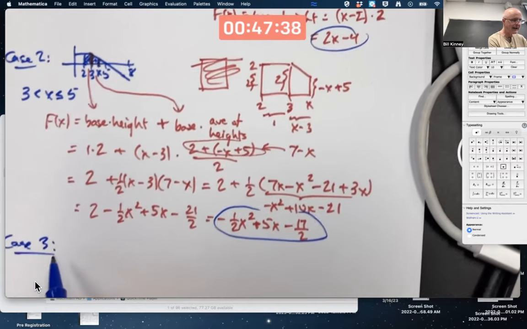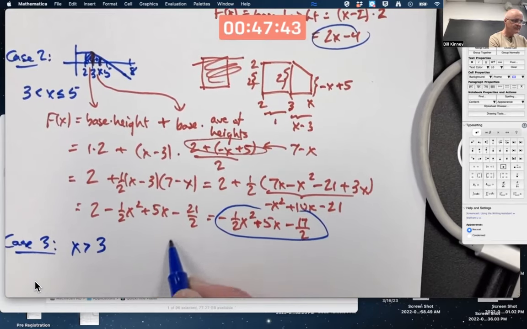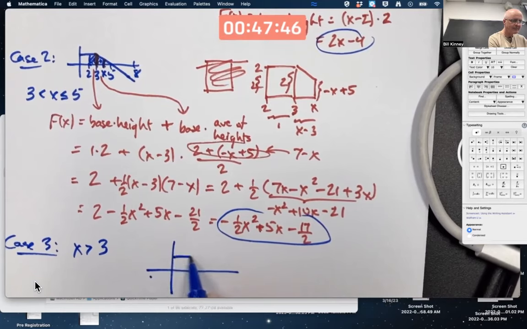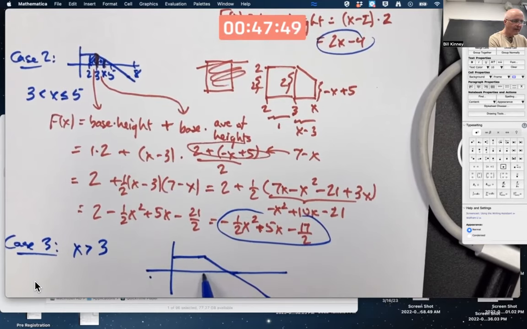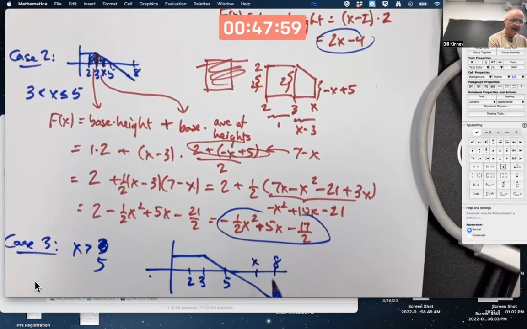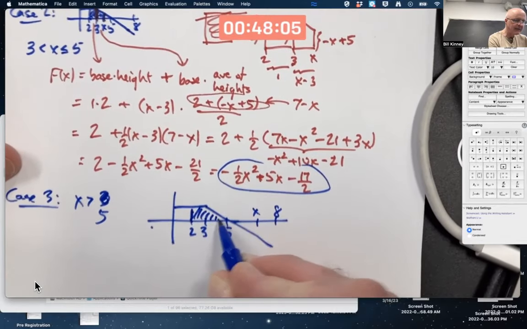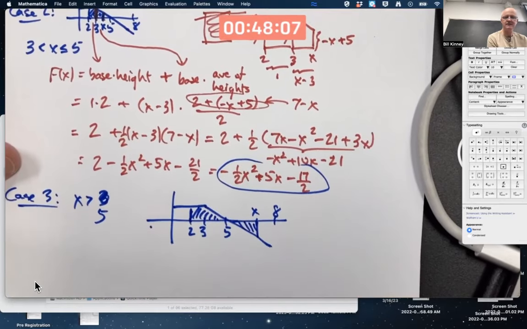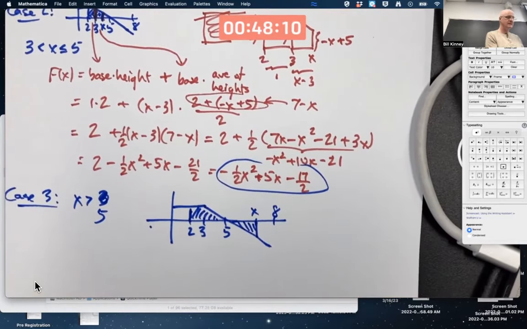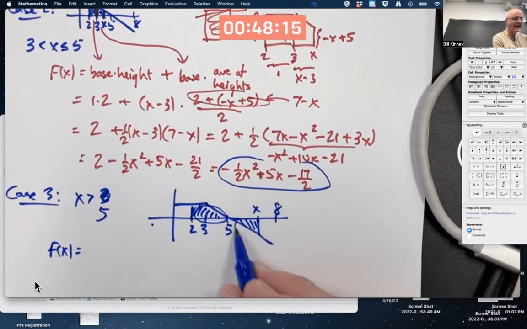What's case 3? How about x is bigger than 3? What's the picture? Draw a bit bigger this time. I meant bigger than 5, sorry. Bigger than 5. Like right here. The integral still starts at 2 and gives us this area, but then we have to subtract that area. Capital F of x is going to be the area right there minus that area.